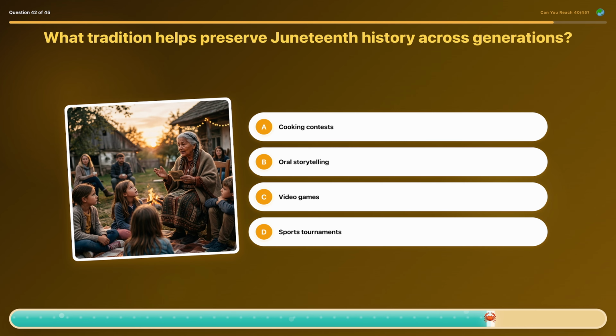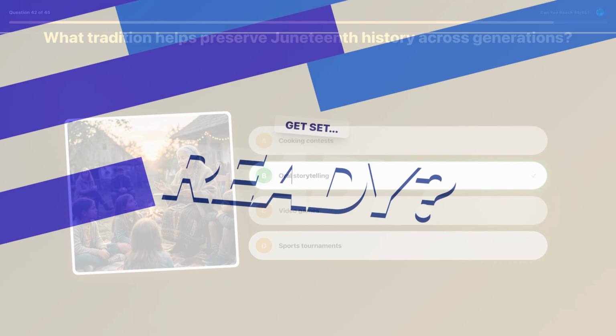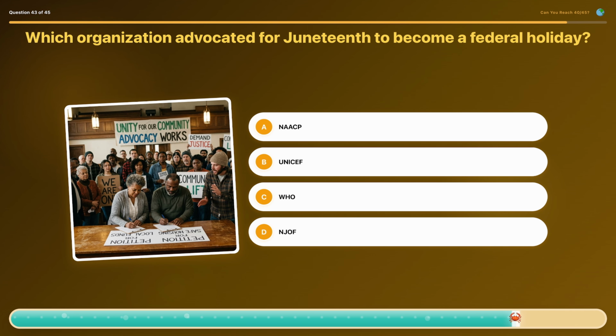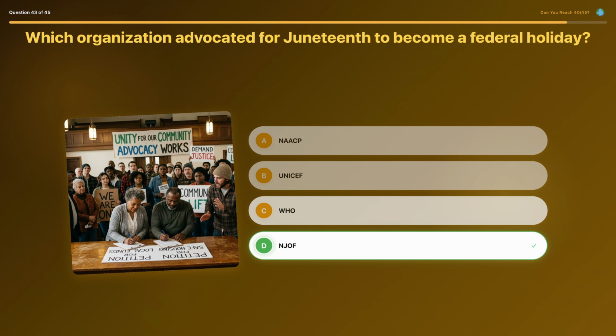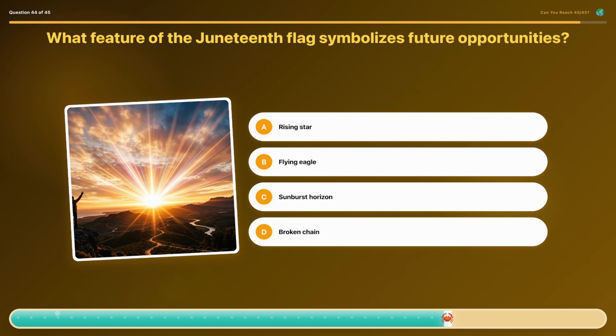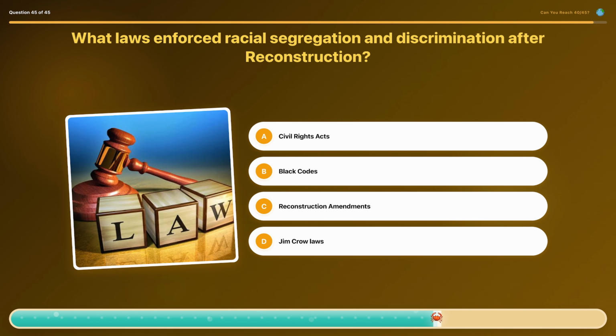What tradition helps preserve Juneteenth history across generations? Oral storytelling. Which organization advocated for Juneteenth to become a federal holiday? National Juneteenth Observance Foundation. What feature of the Juneteenth flag symbolizes future opportunities? Rising star.